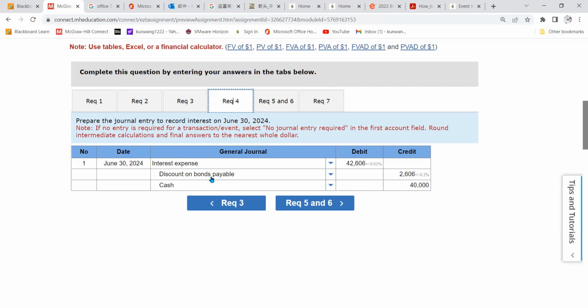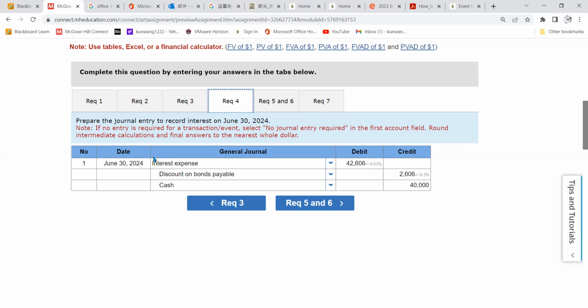So again, don't memorize, or if you memorize, unless you have very good memory, it's very easy to mess up. But as long as I know my interest expense should be higher than the cash interest, then the amortization should be on the credit side. And the premium, okay, again, if you have premium, the premium will be on the debit, because in that case, the interest expense will be smaller than the cash interest. So we have to put the premium amortization on the debit side.